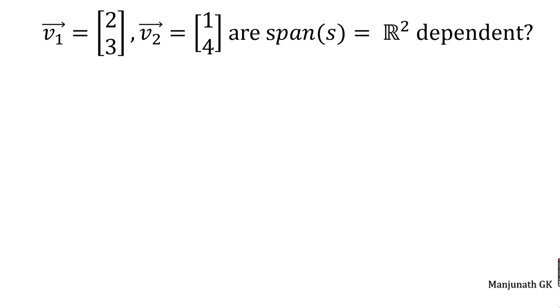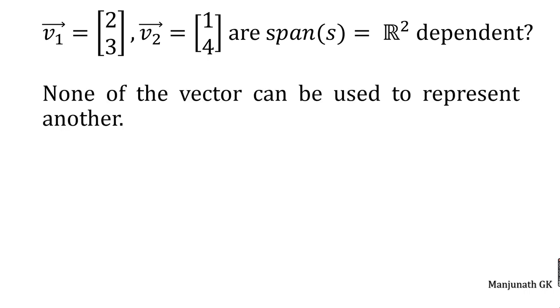Neither is v1 expressed in terms of v2, nor is v2 expressed in terms of v1. It is not possible, so we can say that they are independent of each other. None of the vectors can be used to represent another here. That's why they are independent. If you are unable to correlate v1 and v2, then you can use another method, find its rank.